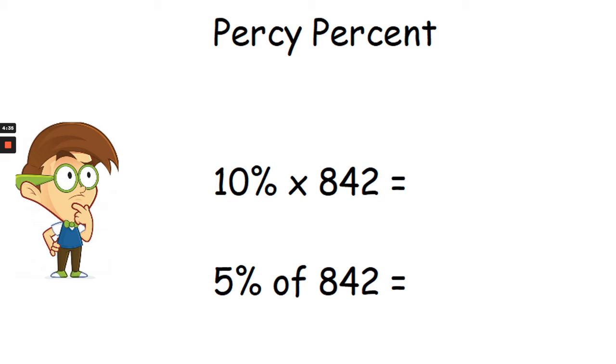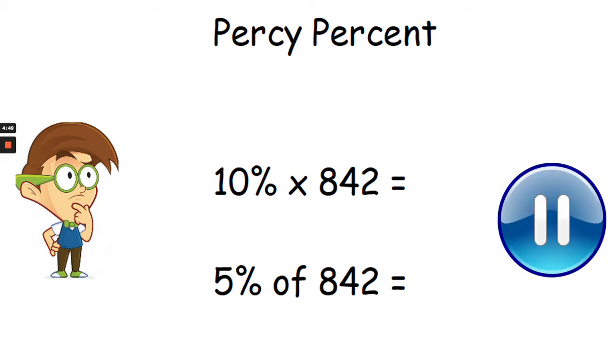So let's start working out these percentages with Percy. Percy wants to know 10% of 842. He then wants to know 5% of 842. I wonder if he's got some related fact to help him with both of these. Pause your video and have a go.